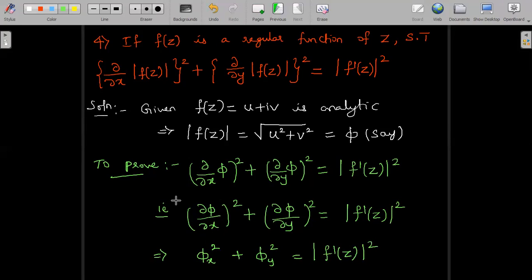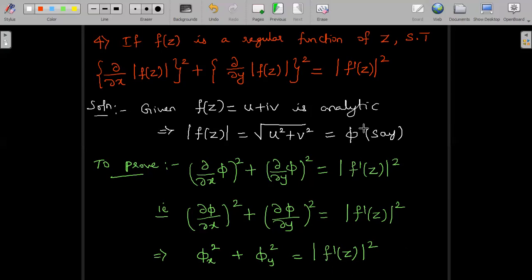First order partial derivative. Dou phi by dou x is the first order partial derivative, phi x, and this is having square. That is why square in the power. Dou phi by dou y is again the first order partial derivative with respect to y, so phi y square. So this is to be proved: phi x square plus phi y square is equal to mod f dash z the whole square.